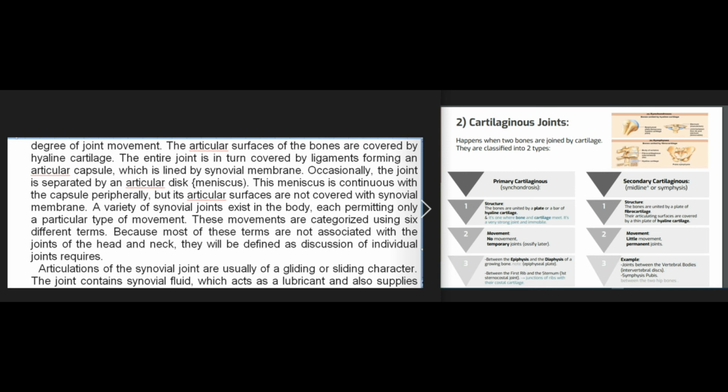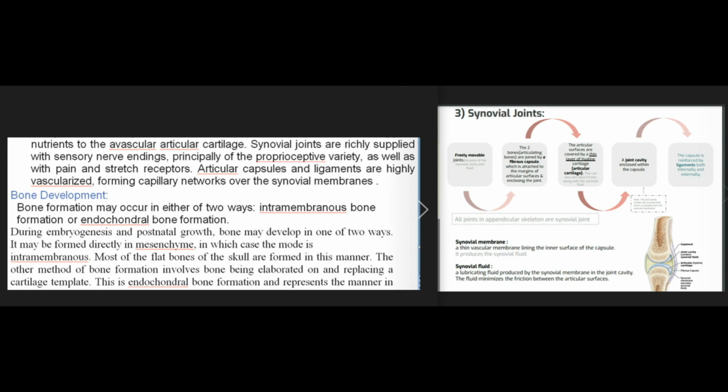The joint contains synovial fluid, which acts as a lubricant and also supplies nutrients to the avascular articular cartilage. Synovial joints are richly supplied with sensory nerve endings, principally of the proprioceptive variety, as well as with pain and stretch receptors. Articular capsules and ligaments are highly vascularized, forming capillary networks over the synovial membranes.